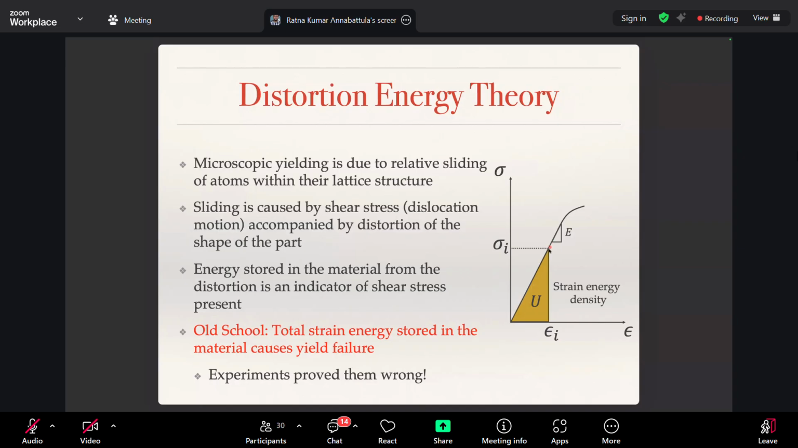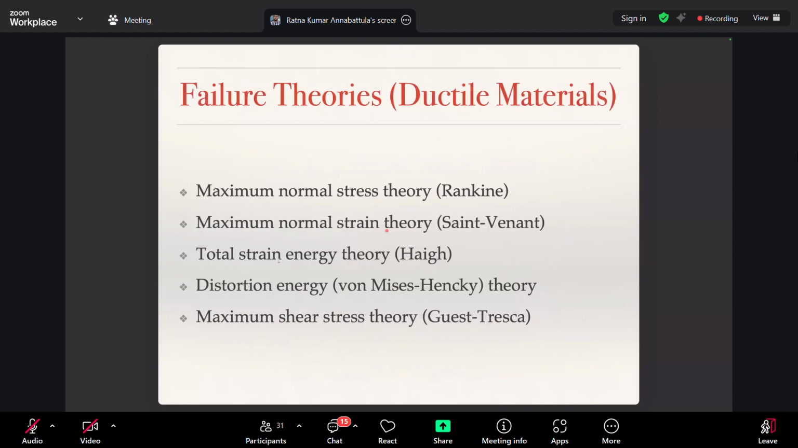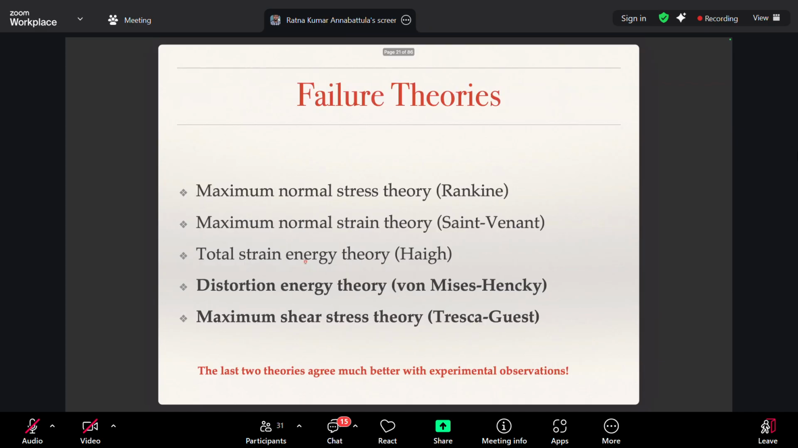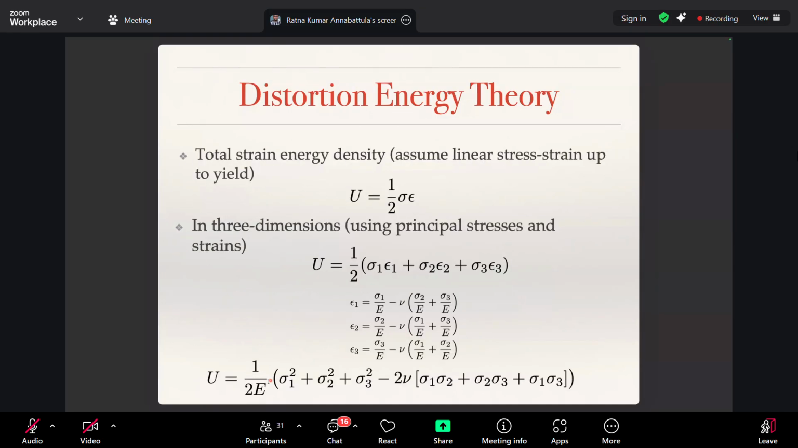Total strain energy means the area under the stress-strain curve up to the yield point. This is the total strain energy. People thought that when the total strain energy becomes equal to the yield strain energy, as in the total strain energy theory, that is when failure happens. That was the old school of thought. But the experiments have proved them wrong. That means it is not the total strain energy that is responsible for plastic deformation. So now let us look at it.